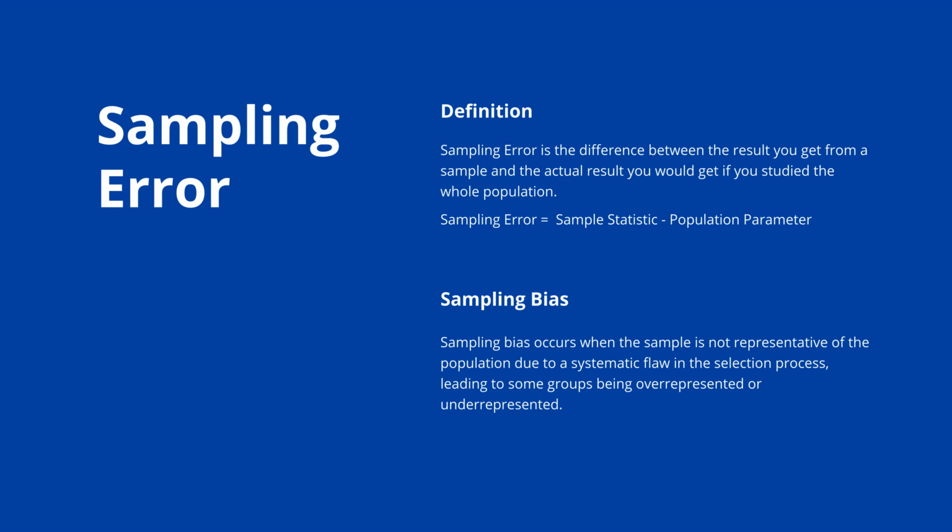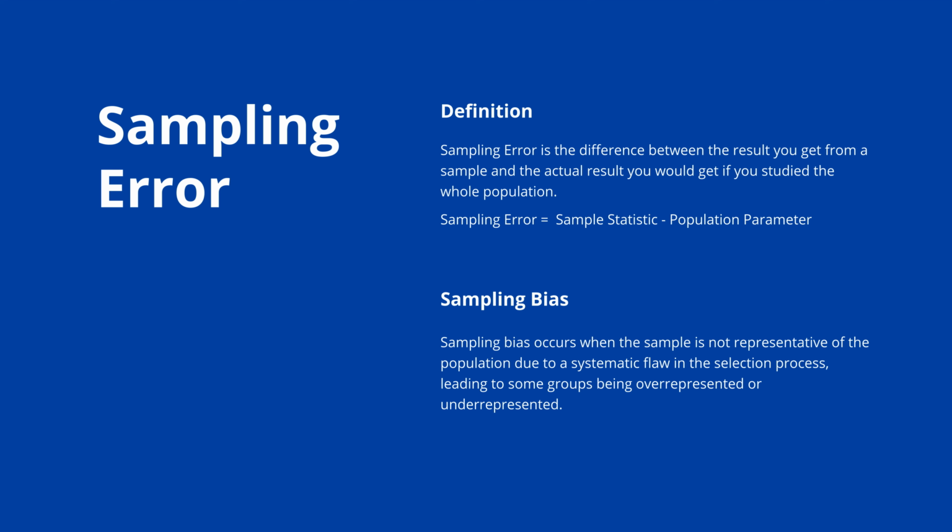Why does sampling error happen? Because samples are just a small part of the population. They might not perfectly match the whole group. Let's say, for example, suppose you want to know the average height of students in a school. The actual average height is 150 centimeters, and the sample average height is 152 centimeters. So the sampling error is 152 minus 150, which is 2 centimeters. So your sample overestimated the height by 2 centimeters.